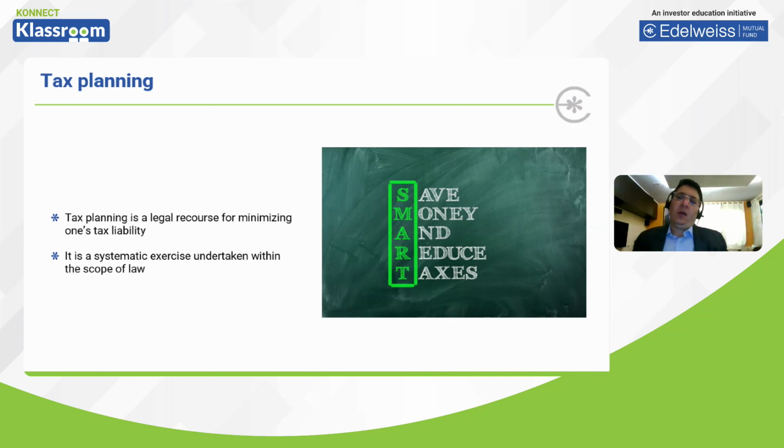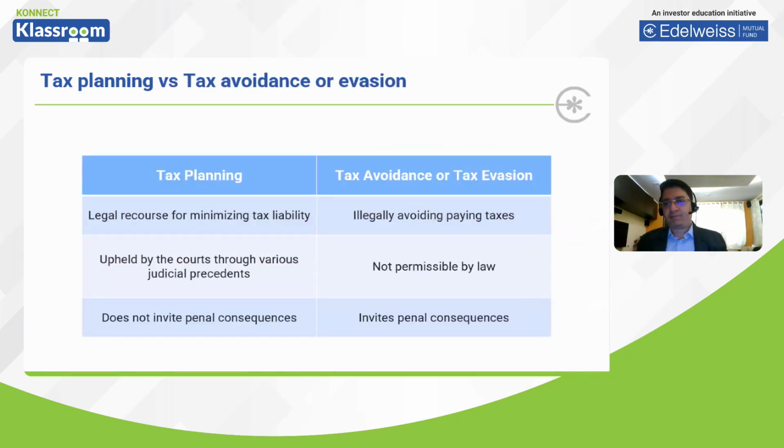The important part that we should be looking at is to understand the difference between tax planning and tax avoidance or evasion. Like I was telling you, tax planning is perfectly legal. You are allowed to plan your taxes or plan to invest your money or seek certain deductions as allowed by law in order to reduce your tax paying liability. That's perfectly allowed. It does not invite any penal consequences if you go by whatever is allowed.